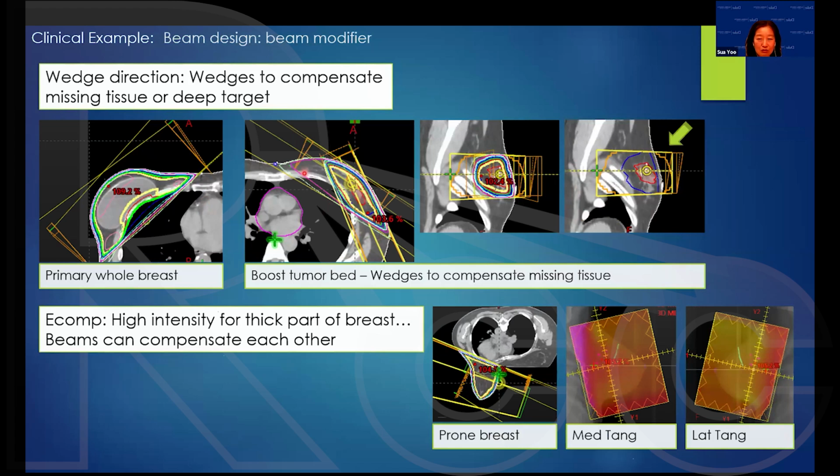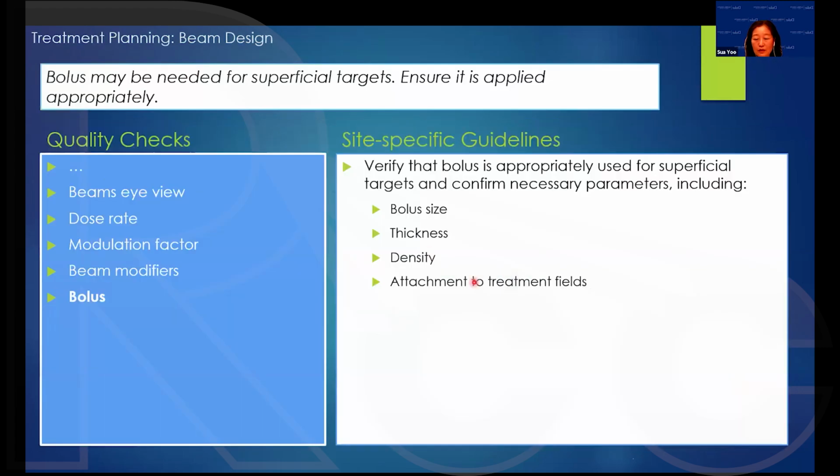Sometimes I've seen dosimetrists keep putting wedges in back and forth and changing the beam angle back and forth. I have seen conflicting wedges. Then it's better not to use them. So wedge direction, always check it. Fluence should be high intensity for the thicker part and low intensity for the thinner part, so always look at the beam's side view.